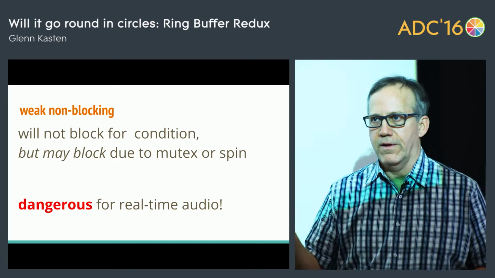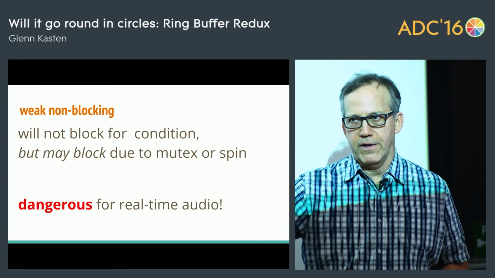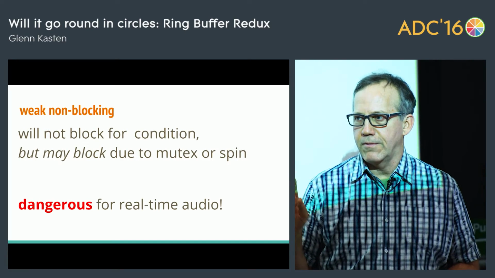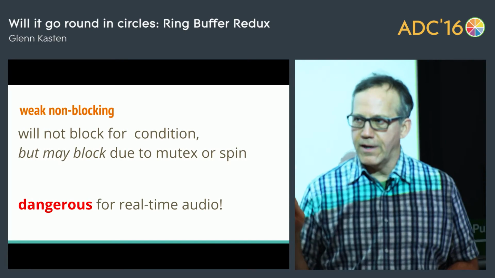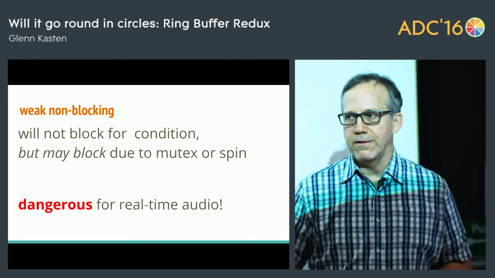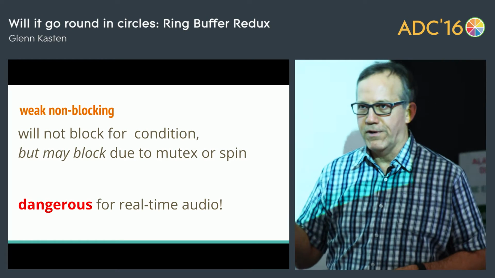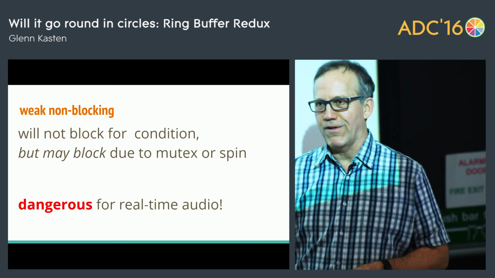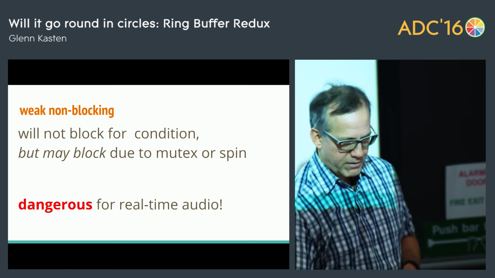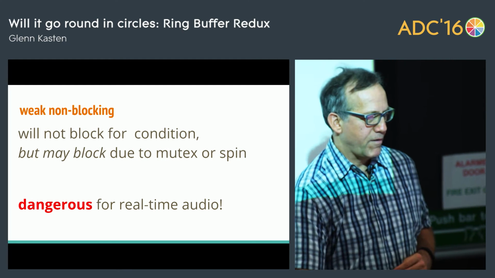In one of Timur's code examples, he showed a while loop around checking a condition. If we can know and be confident that that while loop will run for a maximum number of times, then it's fine. But if it could run for an unbounded number of times, then we have what I would call weak non-blocking, because there can be conditions under which it actually does block, but not in the kind of way that you would want it to. So be really, really careful of this. This kind of non-blocking is dangerous.